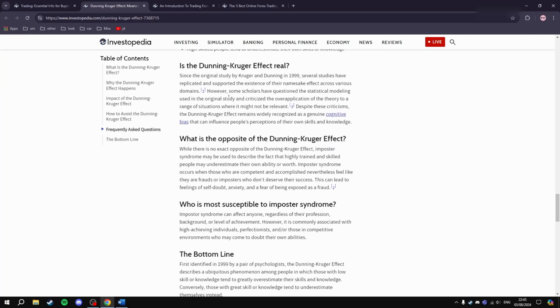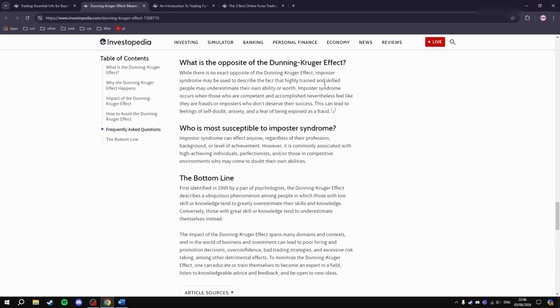Is the Dunning-Kruger effect real? Since the original study by Kruger and Dunning in 1999, several studies have replicated and supported the existence of their namesake effects across various domains. However, some scholars have questioned the statistical modelling used in the original study and criticized the over-application of the theory to a range of situations where it might not be relevant. Despite these criticisms, the Dunning-Kruger effect remains widely recognized as a genuine cognitive bias that can influence people's perceptions of their own skills and knowledge.